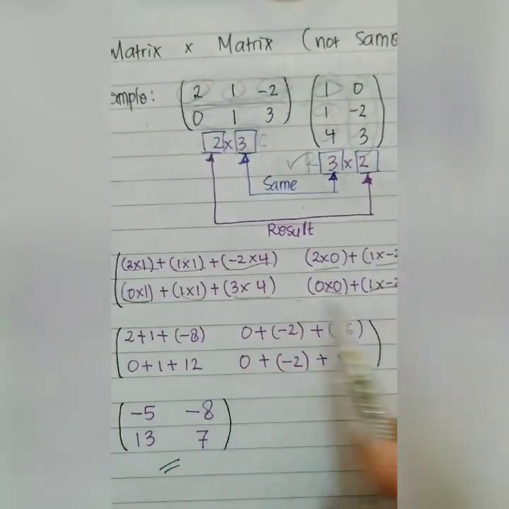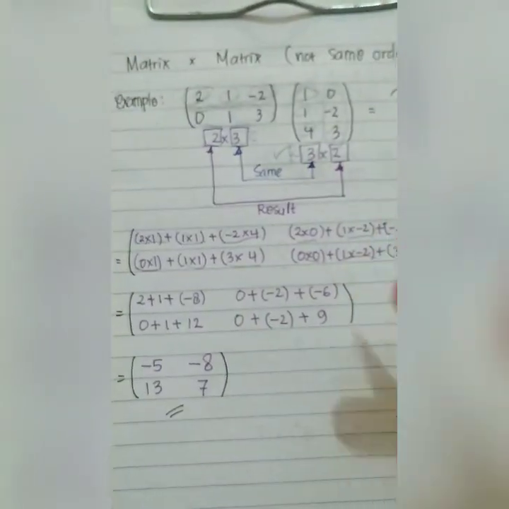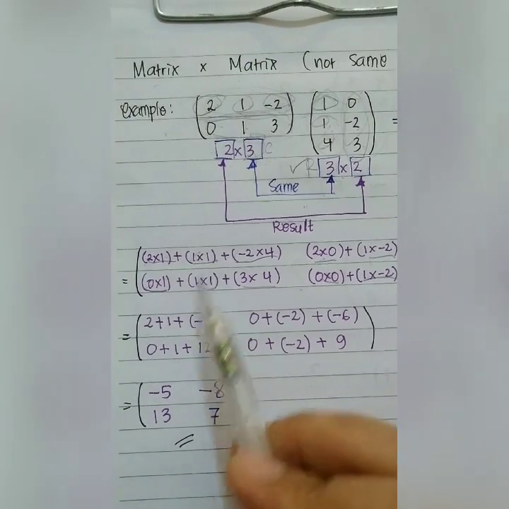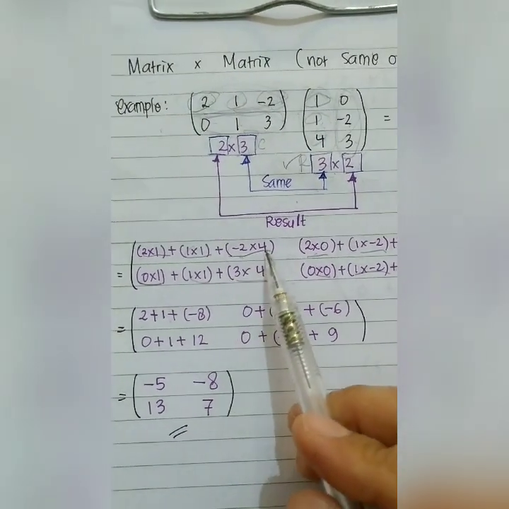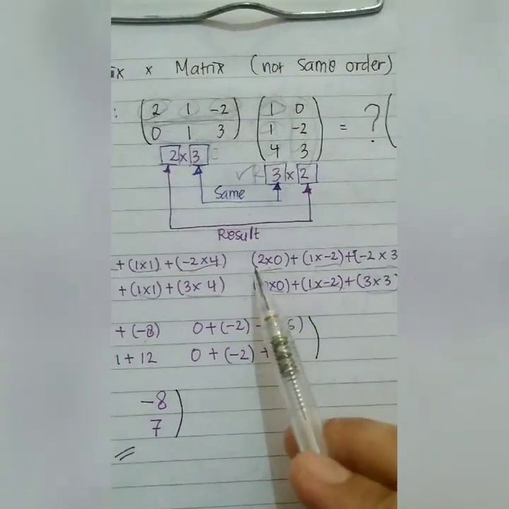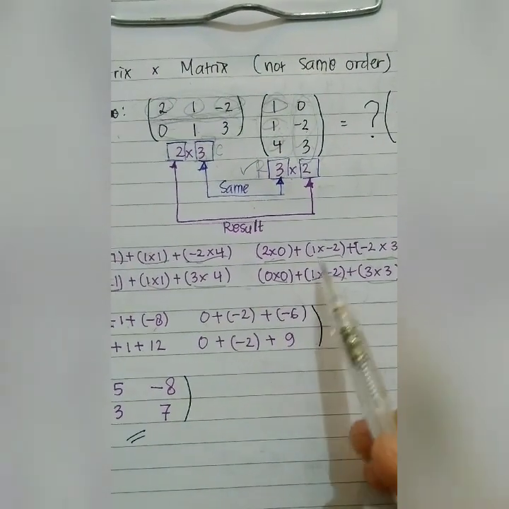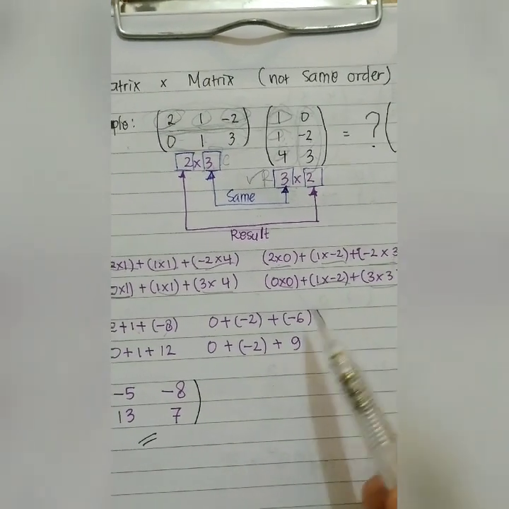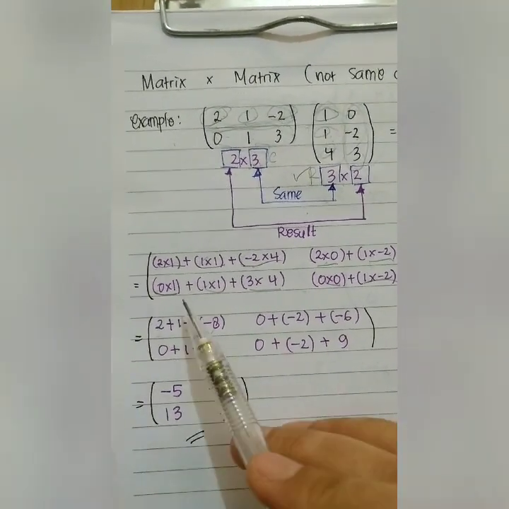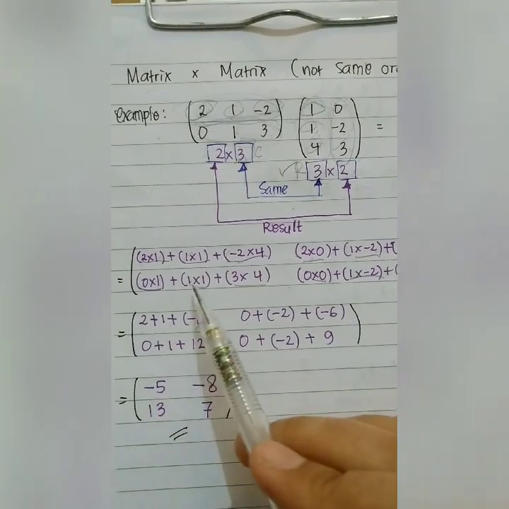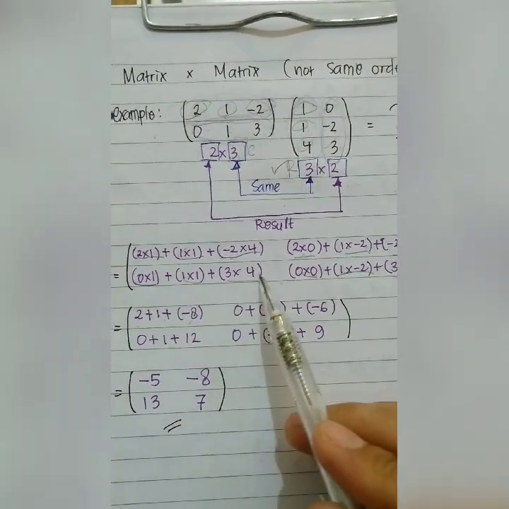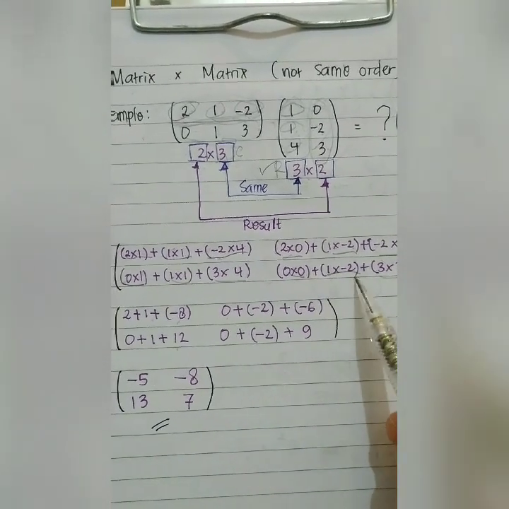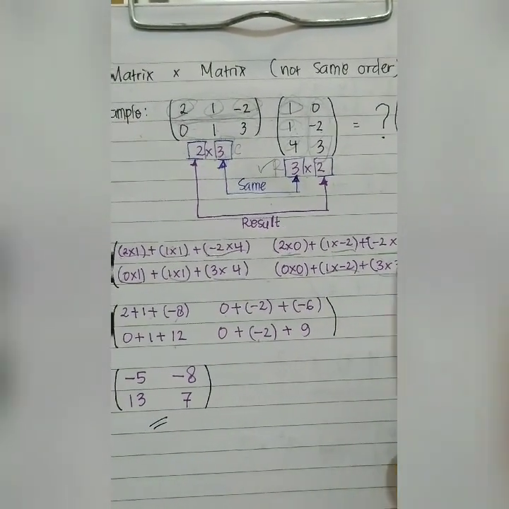Now, if we already got this, we can simplify it easily. 2 times 1 is 2. 1 times 1 is 1. Negative 2 times 4 is negative 8. 2 times 0 is 0. 1 times negative 2 is negative 2. Negative 2 times 3 is negative 6. 0 times 1 is 0. 1 times 1 is 1, 3 times 4 is 12. 0 times 0, of course, 0. 1 times negative 2 is negative 2, and then 3 times 3 is 9.